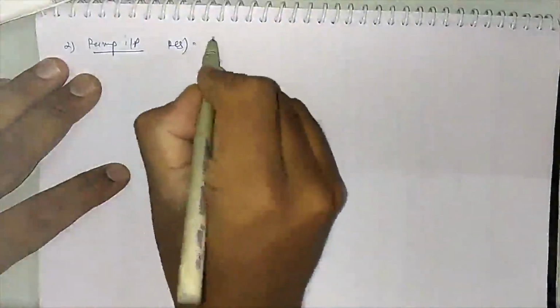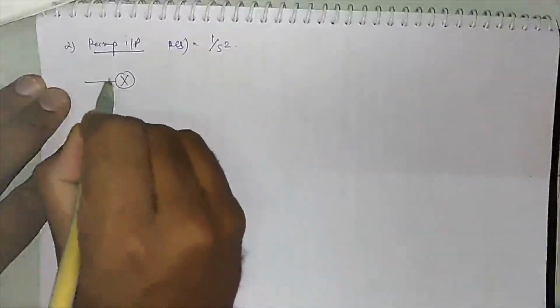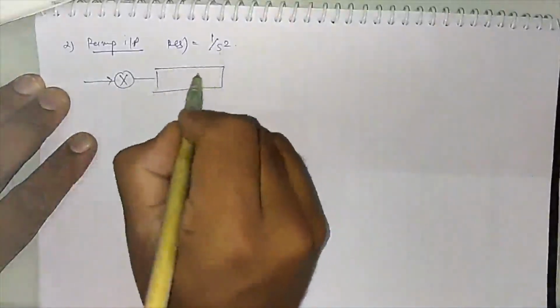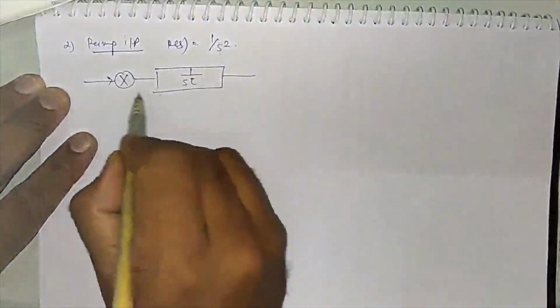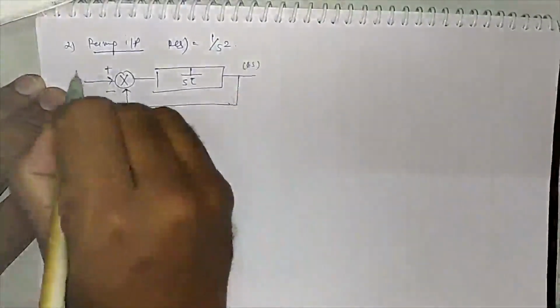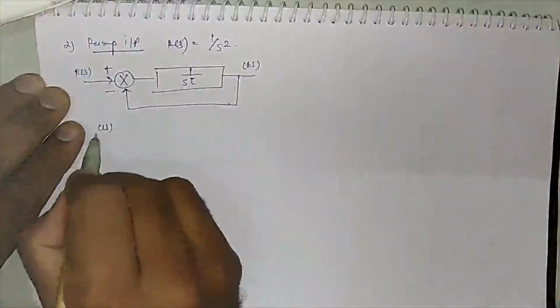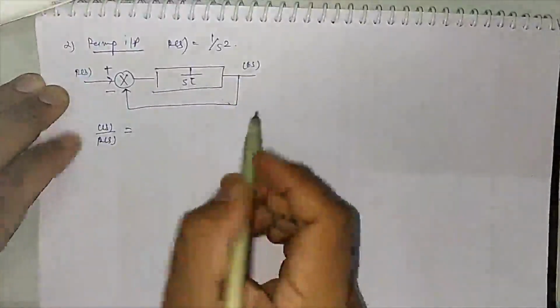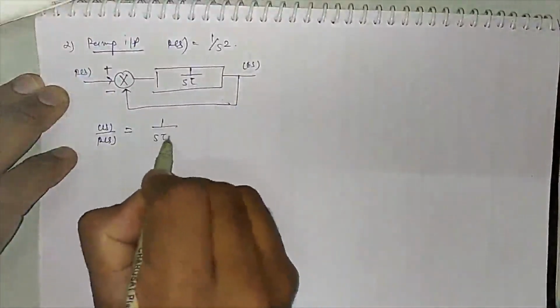So I am writing it over here. For ramp input, R(s) is equal to 1 upon s square. Similarly, I am taking the same system which is having 1 upon s tau plus 1. We have derived the transfer function, so I am writing directly over here: C(s) upon R(s) is equal to 1 upon s tau plus 1.